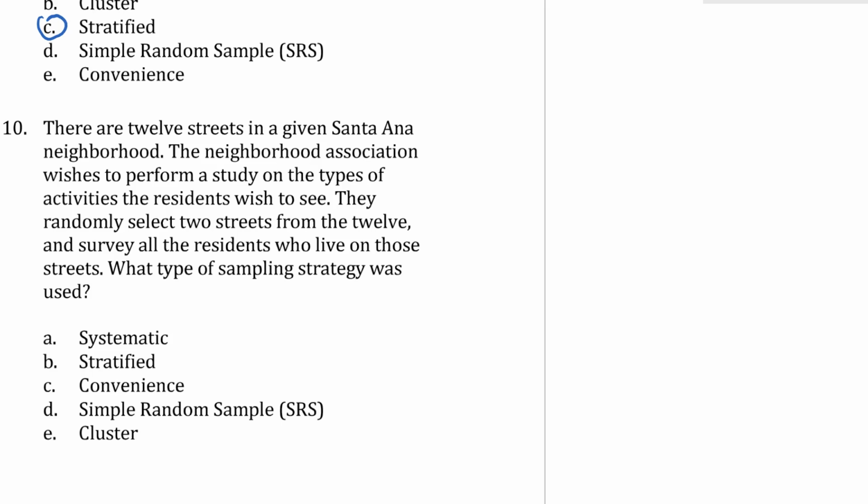So again, we have these streets with multiple homes on them. So we're separating them into groups, or streets. And then we look at how they're selecting them. Not every street is getting representation. In fact, only 2 of those streets are being sampled. So some of the groups are getting representation. That's our cluster method.